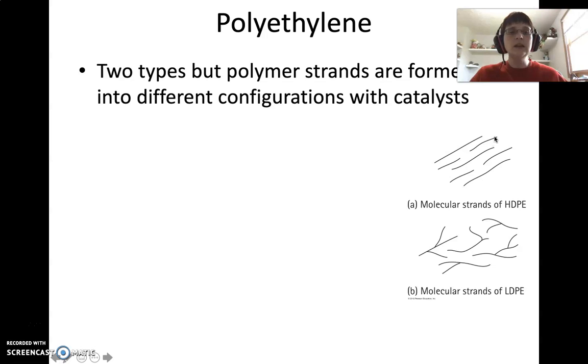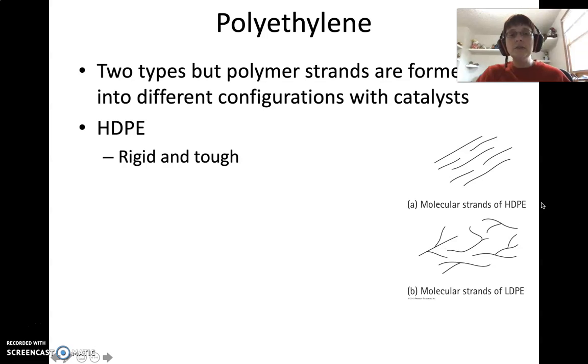So the strands will either get laid out in long kind of spaghetti strands that don't really overlap or branch, or they can get put together into a branching formation where the strands are actually stuck together. And this actually changes the nature of the polyethylene polymer. You are actually familiar with these two types of polyethylene. One is called HDPE, high density polyethylene. This is the first one with the strands all stretched out and not branched or connected.